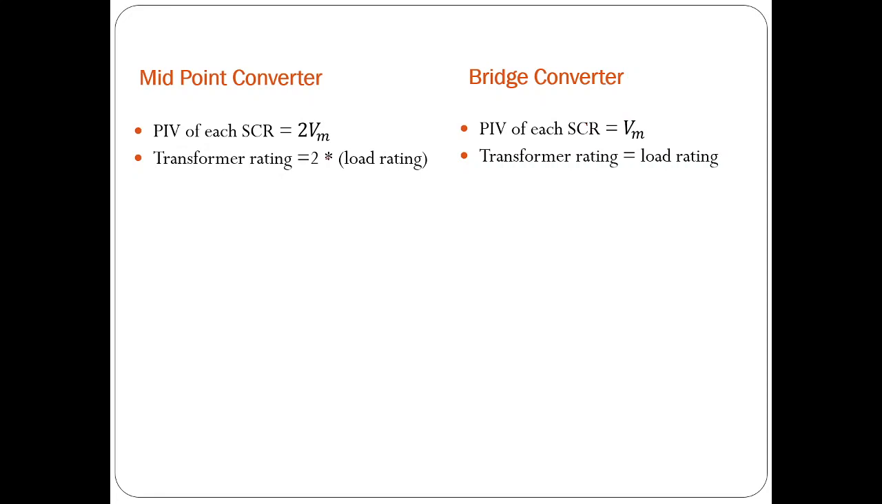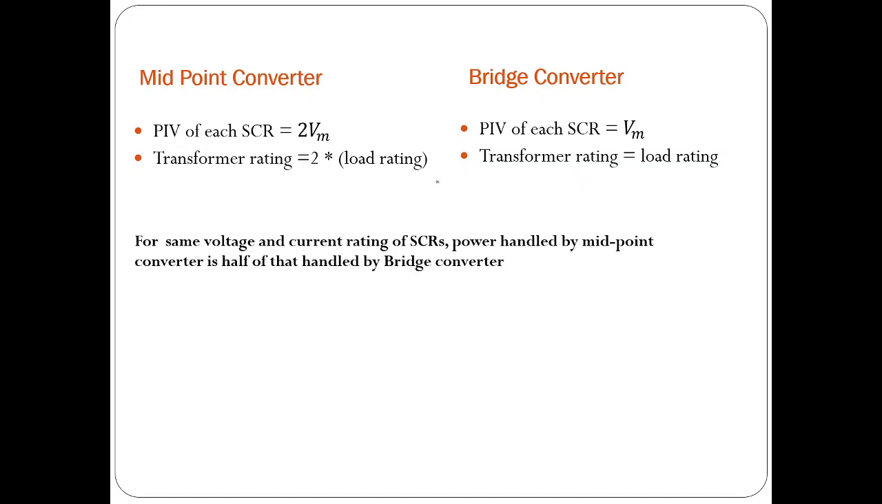Transformer rating, if you see, for midpoint converter, you require 2 into load rating, right? Because only 50% of the transformer secondary would be transferring power. So overall rating of the 2 parts together in secondary winding is going to be 2 into load rating, whereas transformer rating for bridge converter is equal to load rating. So from these two, you can say that the cost and size of the bridge converter would be somewhat less.